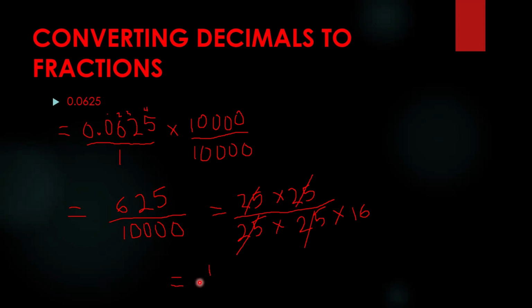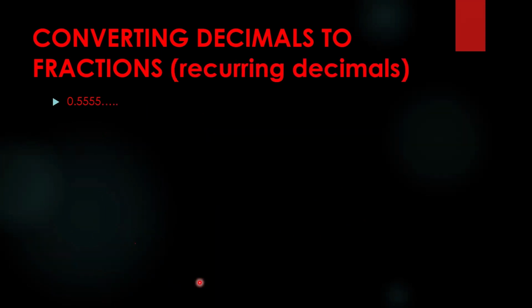625 is 25 multiplied by 25, and 10,000 is 25 multiplied by 25 multiplied by 16. So we've been able to write it as a fraction.